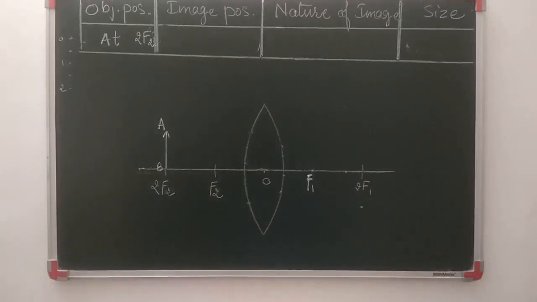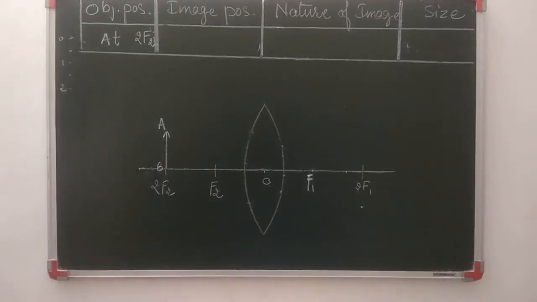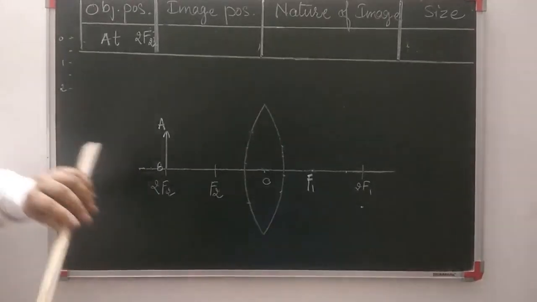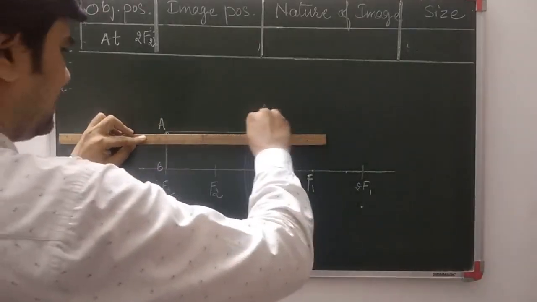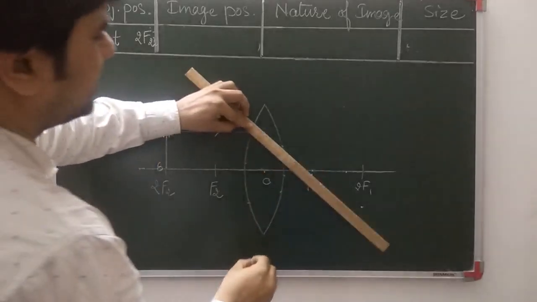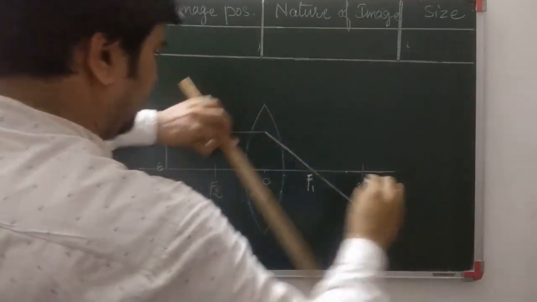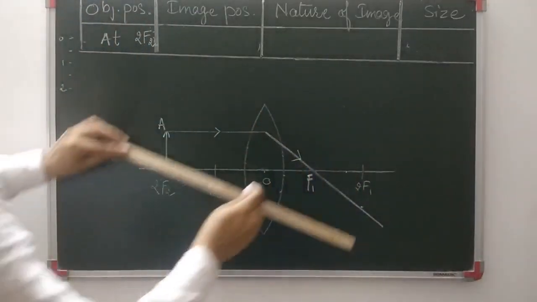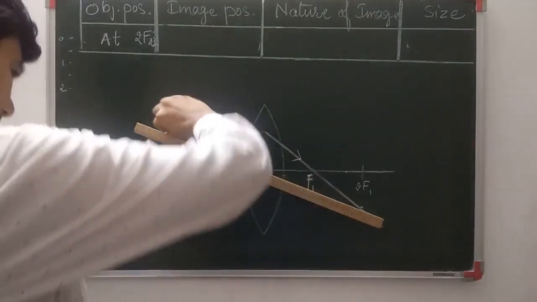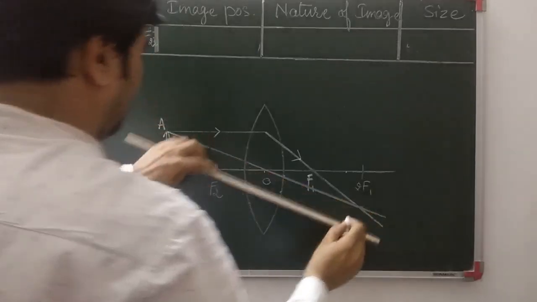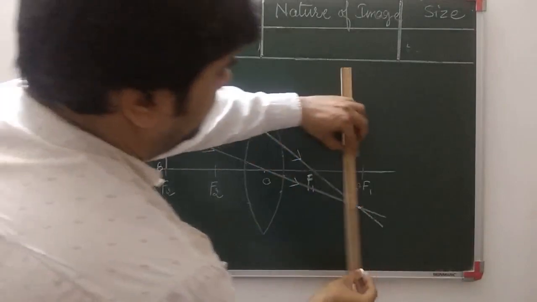Let's come to the third diagram. Here you can see that we put the object at 2f2. So again, to obtain the image, we have to take two rays. One ray which is parallel to the principal axis. After the refraction, it passes through the focus. This is the refracted ray. Second, let's take a ray which passes from the optical center. So that won't be refracted. So you can see that the image is obtained here.